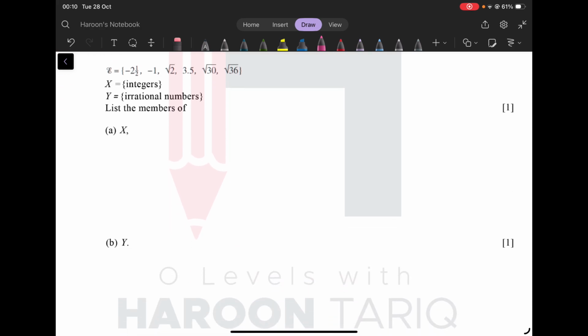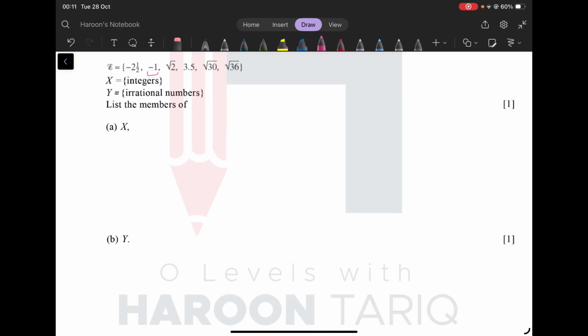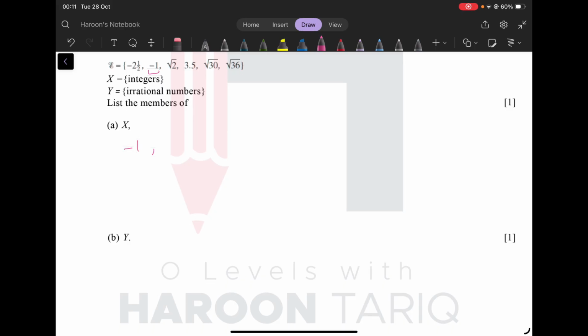Okay, the previous question was not from this chapter. X are integers. So list the members of x. So we are looking for integers. So for example, this -1, this is an integer, positive or negative whole numbers, and square root of 36 would be 6. So this would be an integer as well.